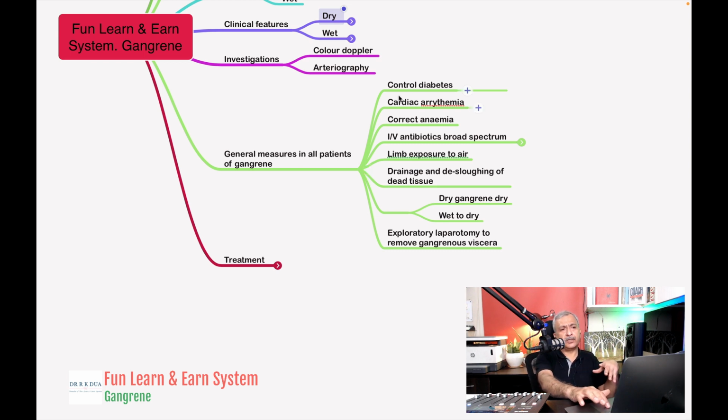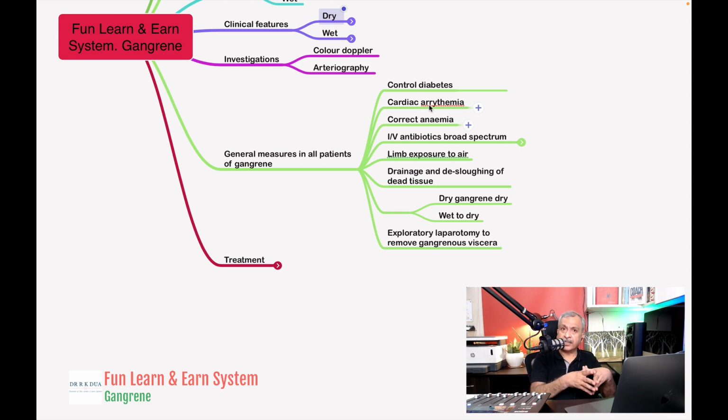So control of the diabetes. Cardiac arrhythmias can also lead on to embolism. A thrombus forms in the heart and can dislodge from there and lodge into some distal organs, or maybe into the limb. That can cause your gangrene. So we have to correct the ischemia to increase the oxygen supply with the existing supply to that organ.